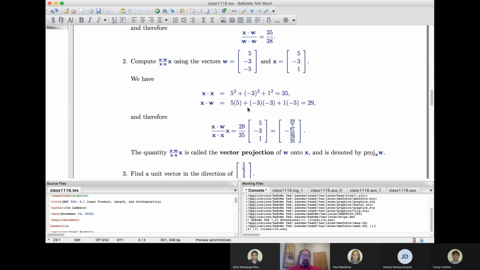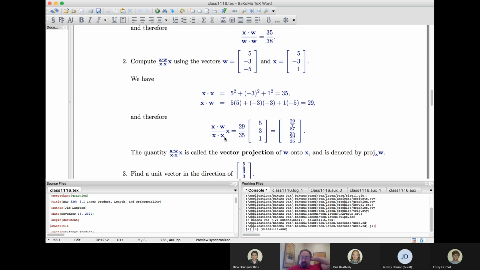Now, what's not actually talked about in the problem, but I feel is worth mentioning anyway, is this quantity where you take an inner product of x with w and then divide by x dot x and then multiply by x. That's what happens when you project the vector w onto x.